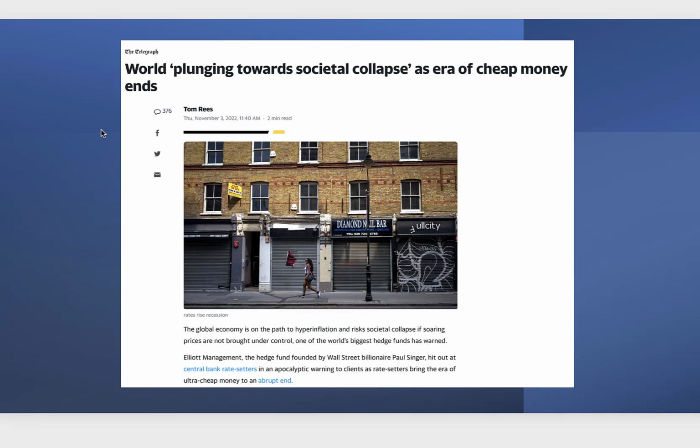Now look at this. World is plunging towards societal collapse as era of cheap money ends. This is coming through the media outlet, The Telegraph. Go read the full story. You could just Google this, and it's pretty interesting to see what their perspective is here.